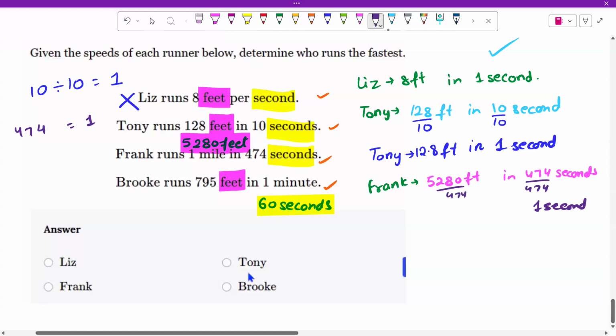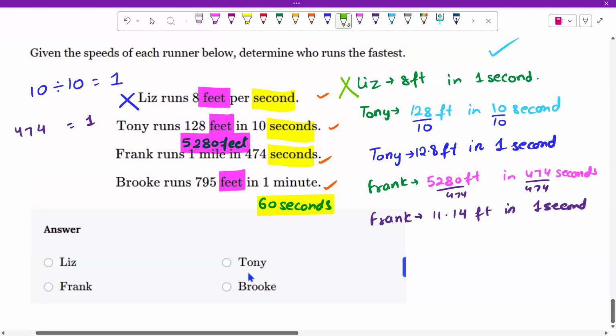Don't worry. Because the calculator is allowed, you don't need to do this big calculation on your own. When we are dividing it, we are getting approximately 11.14 feet in this time. Now Frank is running 11.14 in 1 second. Now who do you think? Liz is out of the option now. Tony is running the fastest, 12.8 feet in 1 second, or Frank is running the fastest, 11.14 feet in 1 second? I think Tony.